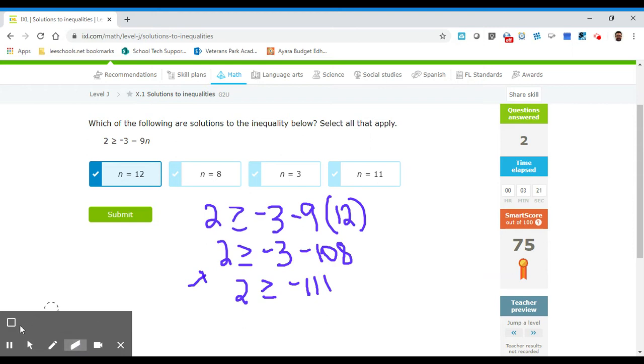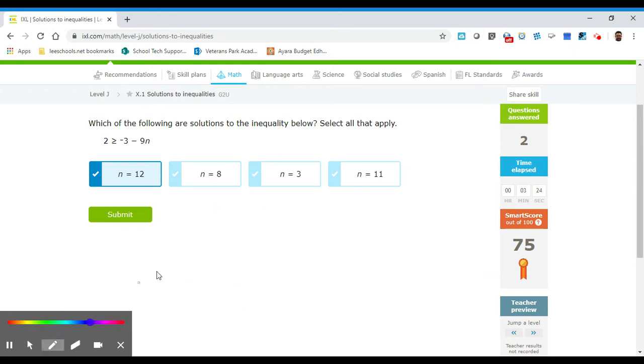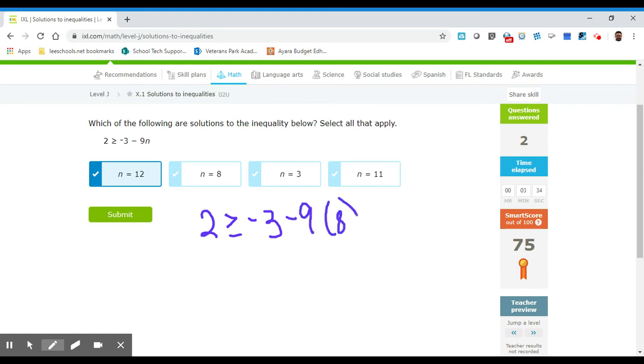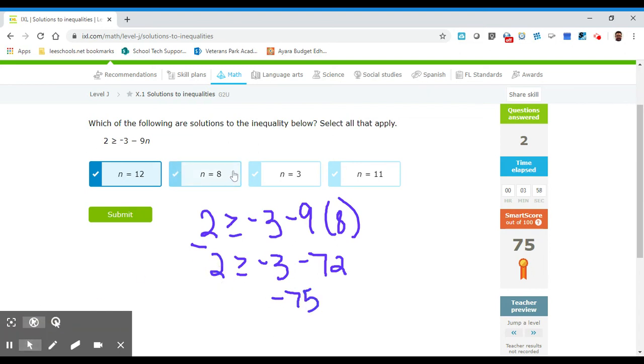So let's clear our screen and try the next one. So what do we have to do? We're going to plug in 8. So 2 greater than or equal to negative 3 minus 9 times 8. So remember, the mouth is eating the larger side. So this whole side has to be larger than whatever we get on this side. So 2 is going to be greater than or equal to negative 3 plus negative 72. And again, when we add these, we get negative 75. Positives are always larger than negatives.